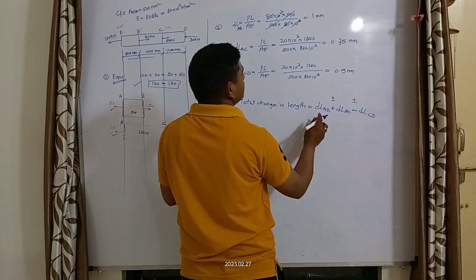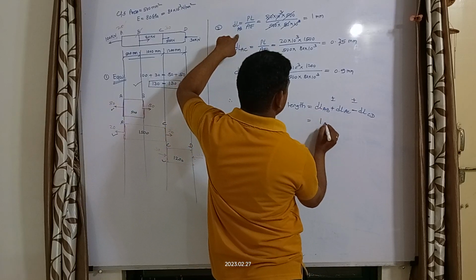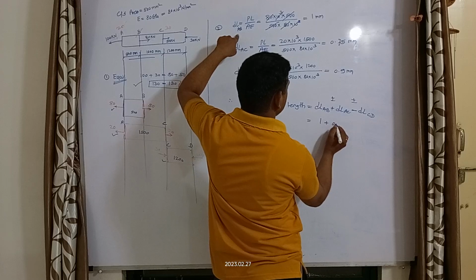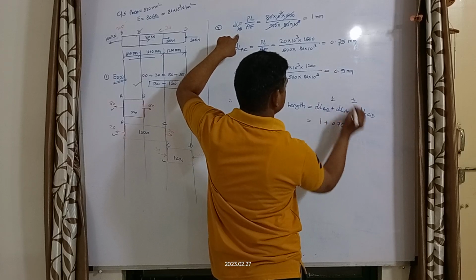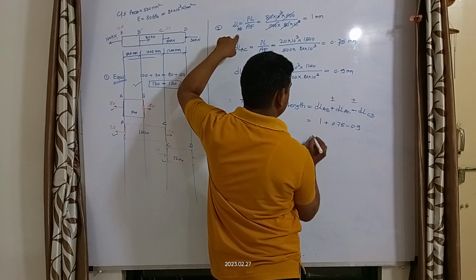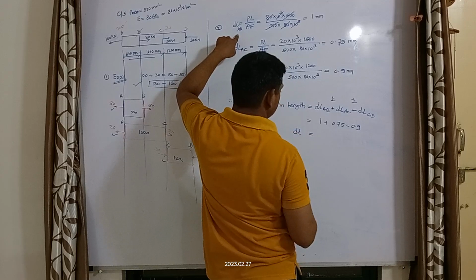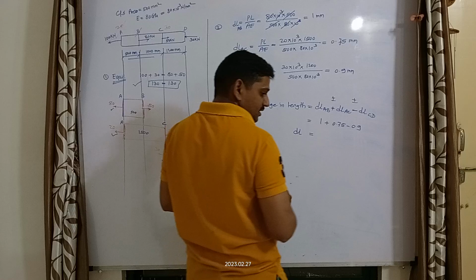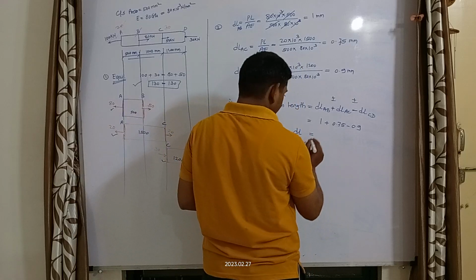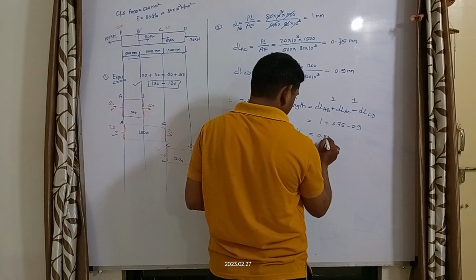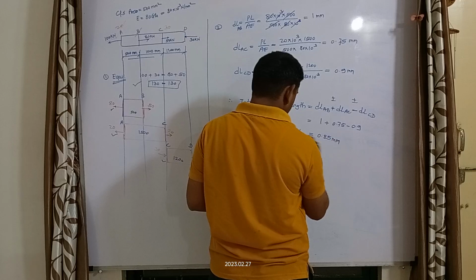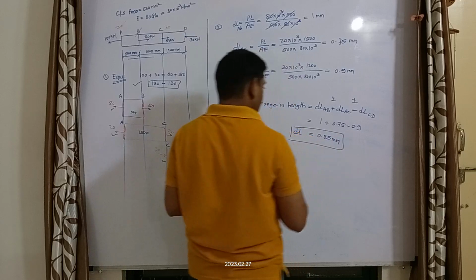We can rewrite this as 1 plus 0.75 minus 0.9, which gives the result of total change in length, which is nothing but 0.85 mm. This is the final answer.